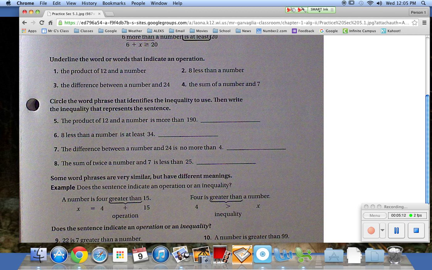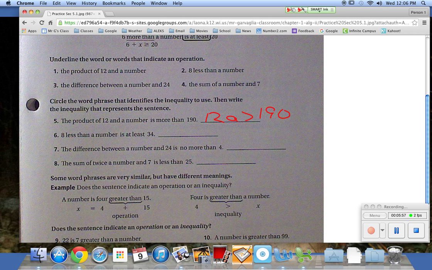Underline the word or words that indicate an operation: the product of 12 and a number. They're all operations. Circle the word or phrase that identifies the inequality to use, then write the inequality that represents the sentence. The product of 12 and a number is more than 190. What inequality sign are we going to use? More than would be greater than. So I would write the product, 12 times the number A: 12A is greater than 190.